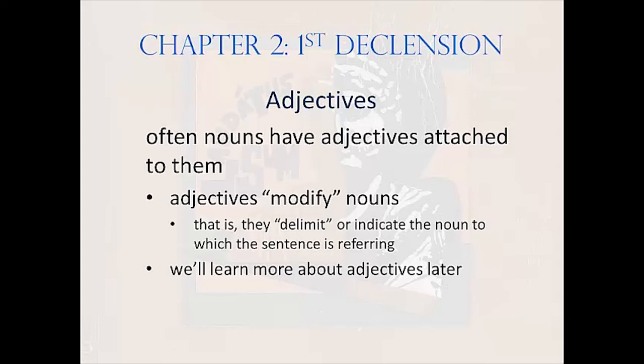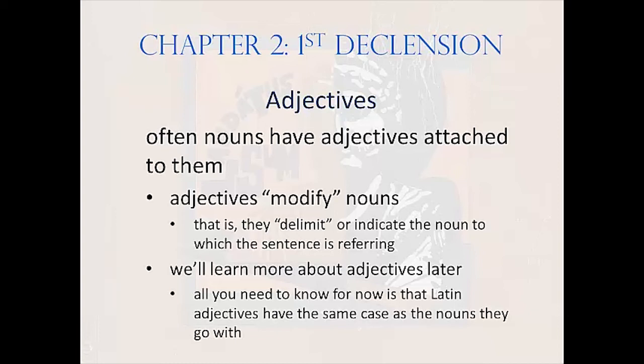The central thing you need to know about Latin adjectives is that they agree with the nouns they go with in number, gender, and case. You'll hear me say that and make you say that many times in this class. So, if you think about it, that means that adjectives have to change their endings the same way that nouns change their endings if the adjective is to agree with the noun that it goes with. Therefore, just like nouns, adjectives decline.